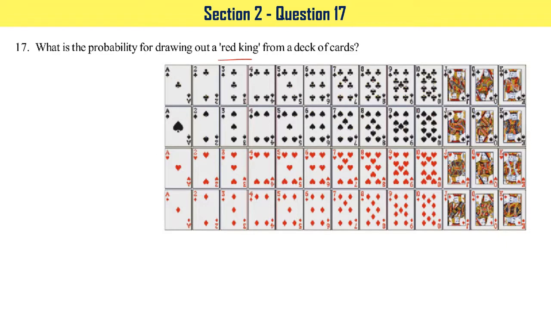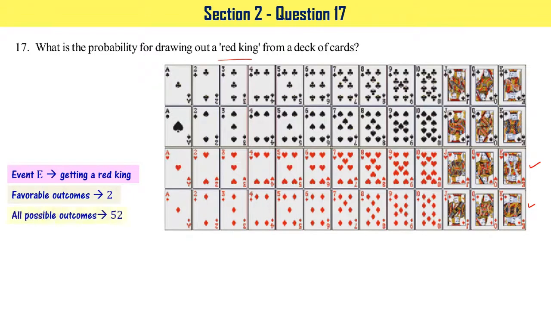As you see here, we say event E is drawing a red king, right? We have 2 red kings in this whole deck, right? It means the favorable outcomes is 2, whereas the number of all possible outcomes is 52 because we have total 52 cards.